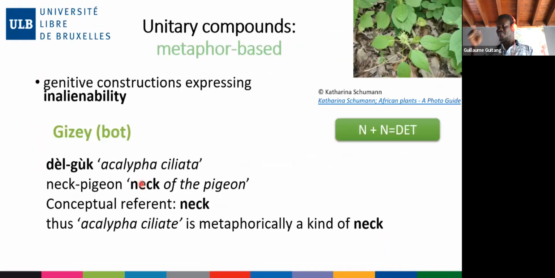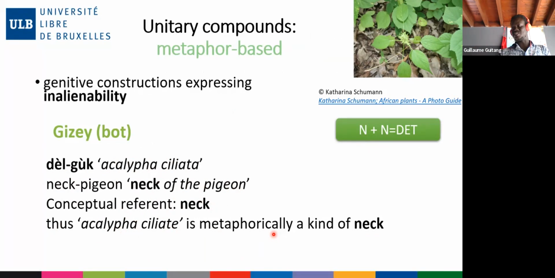Now, going to the genitive constructions that express inalienability. So you have N plus N followed by an external determiner. This is an example here from Gizey, del buca. It means literally the neck of the pigeon. So the conceptual referent is neck, and this plant is metaphorically a kind of neck. So there is this metaphorical projection that you also see here.